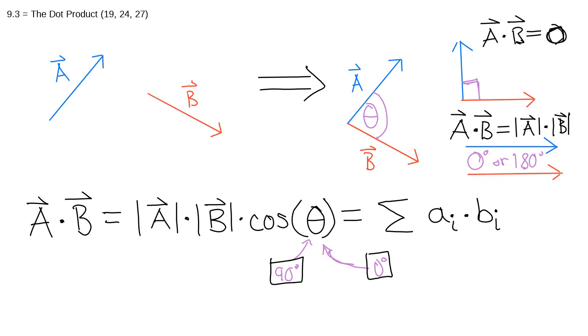So if they're perpendicular, the dot product is 0. If they're parallel, the dot product is just the length times the other length. Let me give you some vocabulary real quick.